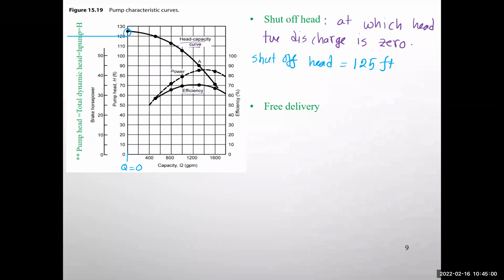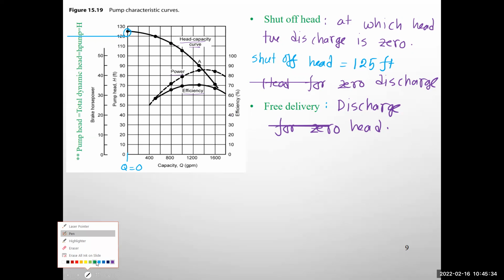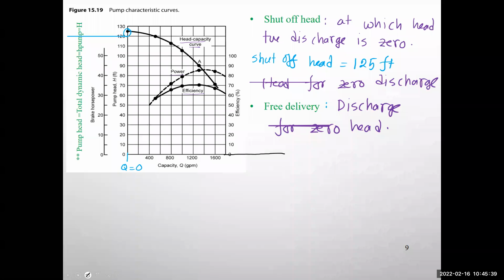So the free delivery is just the opposite one. The shut-off is the head for 0 discharge, and this one is the discharge for 0 head. Do we have the free delivery point here? We don't have that, but we can assume what it would look like.